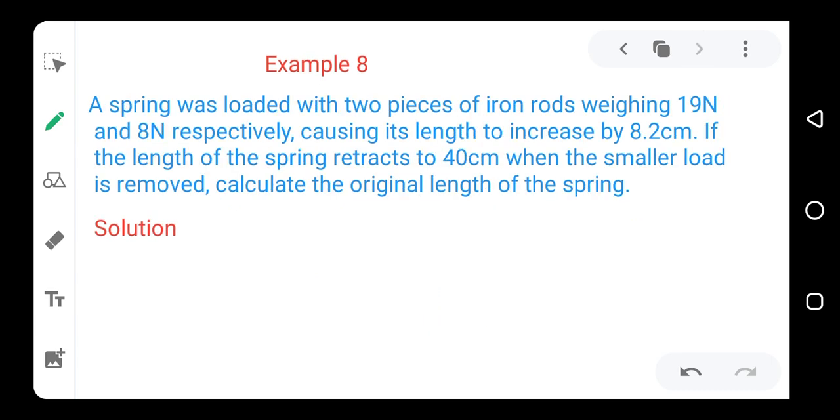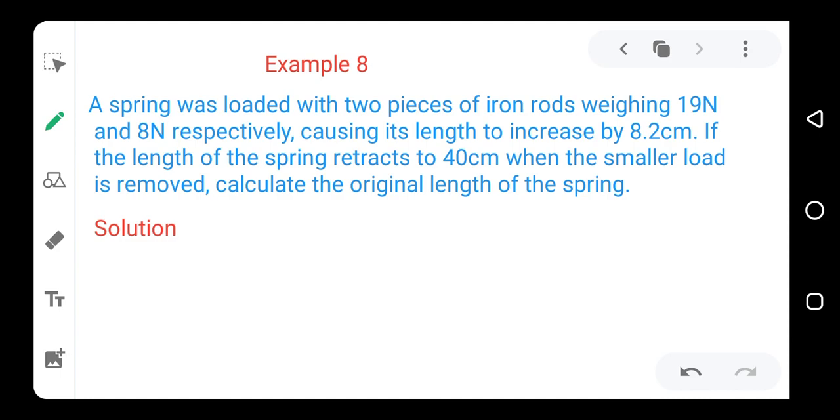Now, example 8 and question number 3 in the quiz. A spring was loaded with two pieces of iron rods weighing 19 Newton and 8 Newton respectively, causing its length to increase by 8.2 cm. If the length of the spring retracts to 40 cm when the smaller load is removed, calculate the original length of the spring. Of course, I said before that in a spring we can have a compression or expansion, that means when it is increasing or when it is retracting. It is one feature of a spring. It can retract or extend when a force is applied to it, depending on how you apply the force.